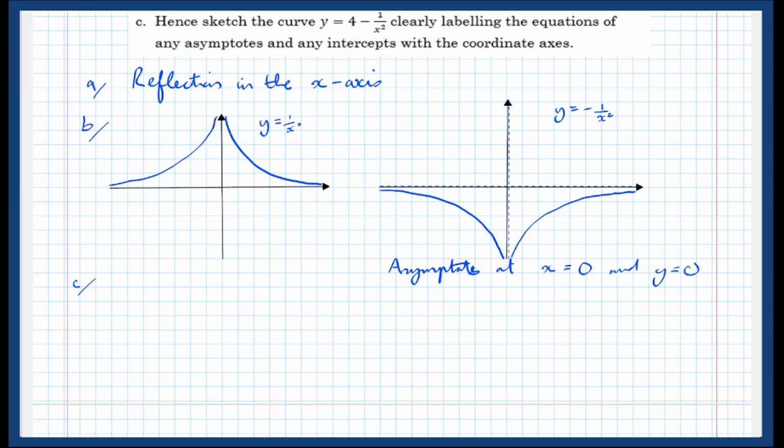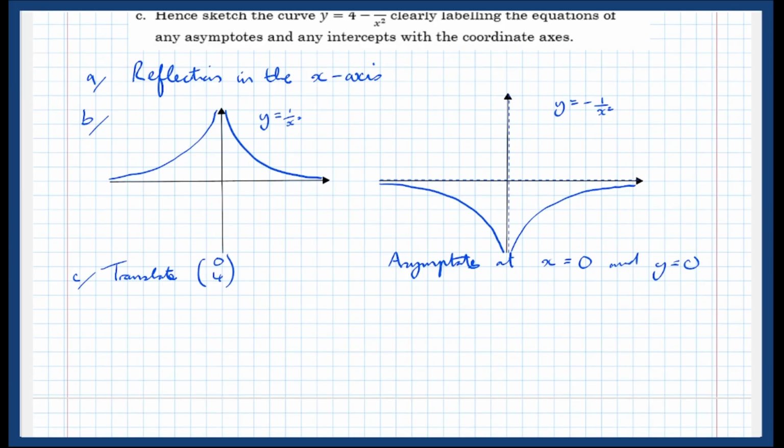So what you've got to notice here is that this graph is just this one, but with 4 added to it. We've added 4. We could easily write that as minus 1 over x squared plus 4. That's the same as 4 minus 1 over x squared. So, just making a little note, if it's adding 4 on the outside, translate 4 units in the y direction. So, let's have a go.